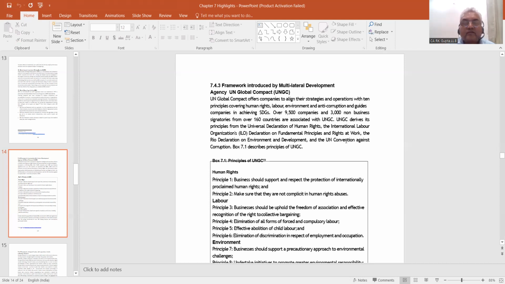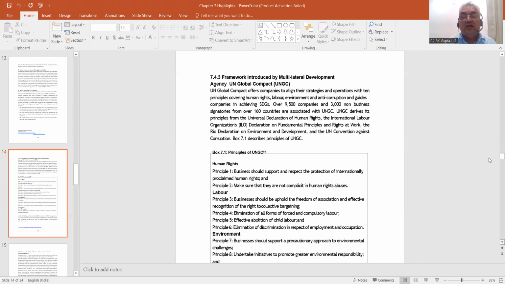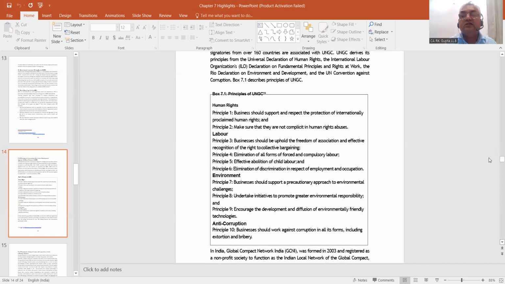Then regarding labor, there are certain principles like business should uphold the freedom of association and effective recognition of the right to collective bargaining. Principle 4 is elimination of all forms of forced and compulsory labor. Then effective abolition of child labor and elimination of discrimination in respect of employment and occupation. Then regarding environment, principle number 7, it says that businesses should support a precautionary approach to environmental challenges.